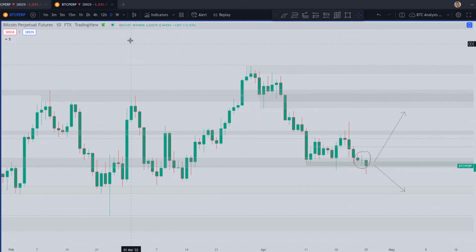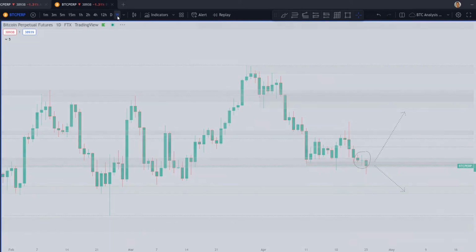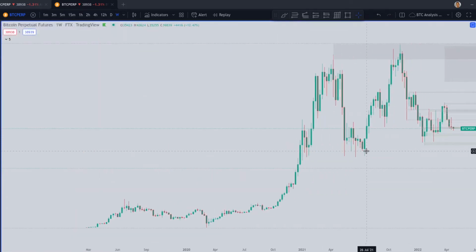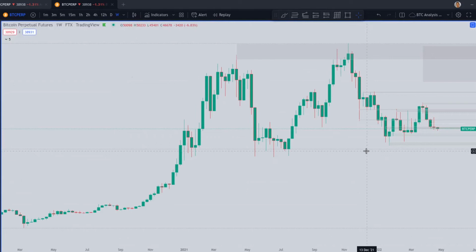I need to have some more information about it, so I will zoom out to the weekly candle to see a bigger picture. Sometimes when you zoom out to see the bigger picture, you can get some more information about it.